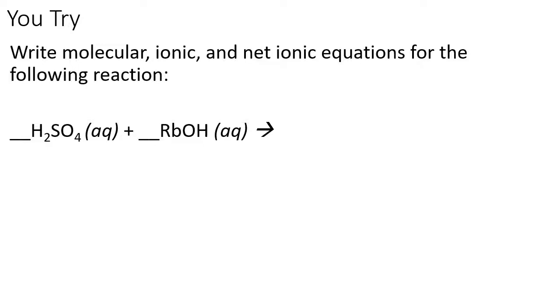In this reaction, we have sulfuric acid, which is a strong acid, reacting with rubidium hydroxide, which is a strong base. So our products are going to be H2O plus the salt we're going to form, which will be rubidium sulfate. Rubidium is a +1 cation, and sulfate is a -2 polyatomic ion. So our formula will be Rb2SO4. This should be soluble, so aqueous.